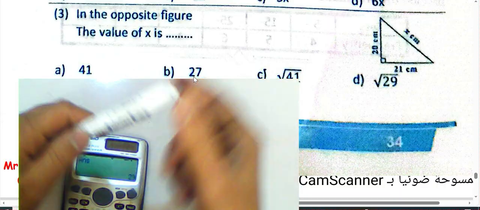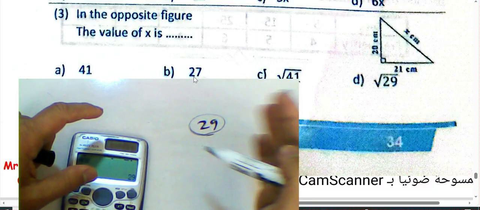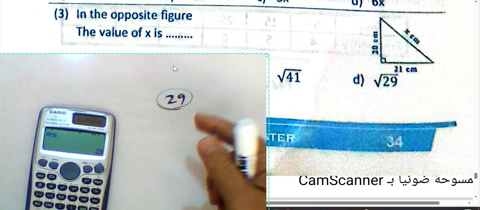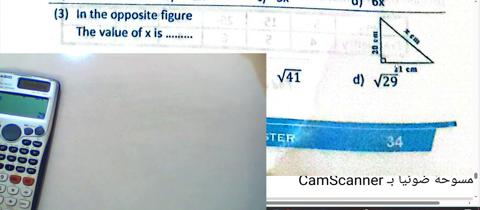Change the solution here. It's not correct about questions in the exam, okay? We have a different answer. The answer here is 29. It's an easy question, you know it. Square root of 20 power 2 plus 21 power 2 equals 29. Understood? Don't choose this, choose 29 only.